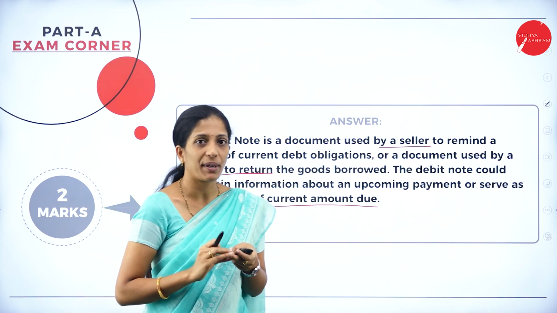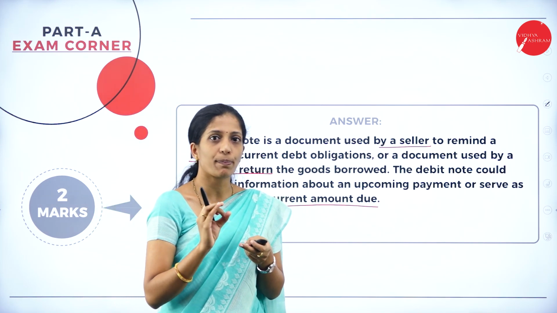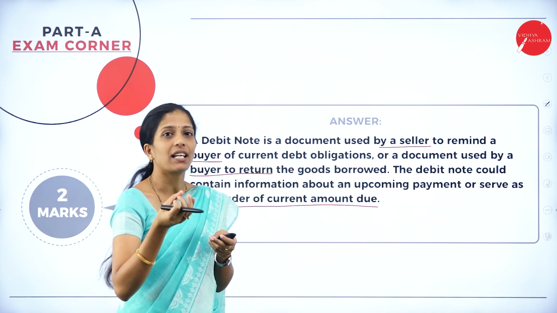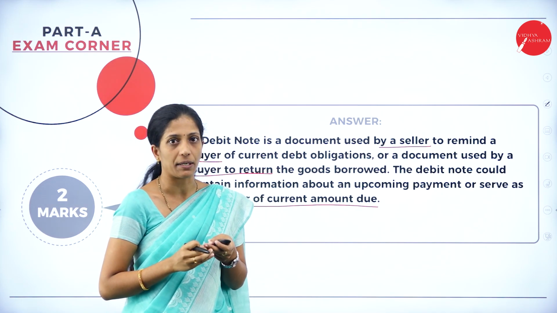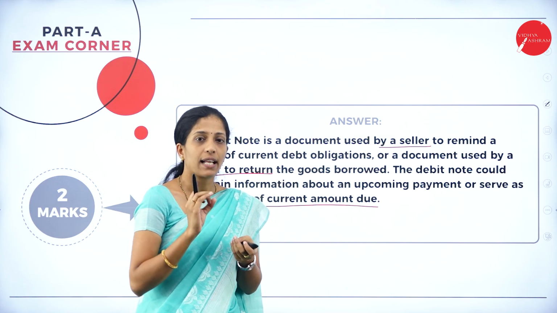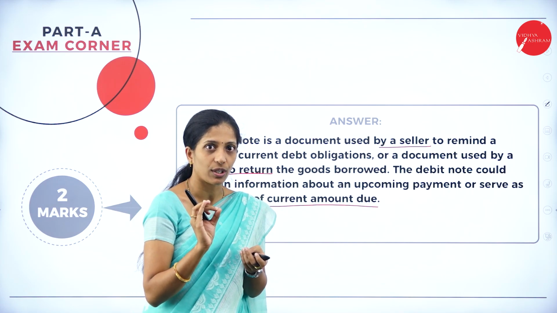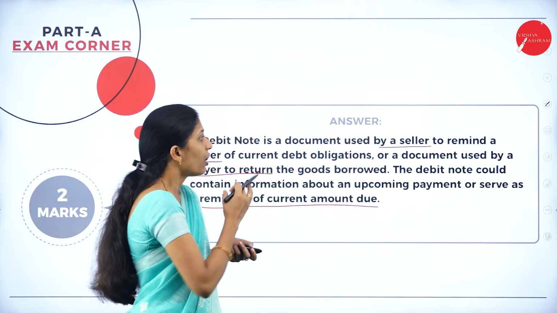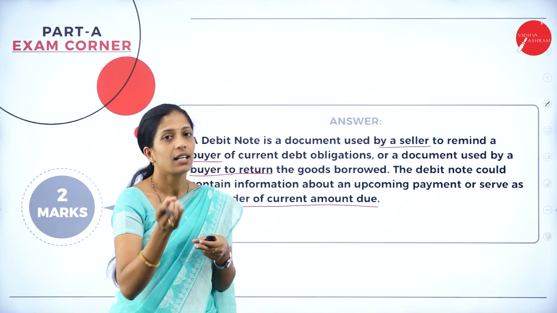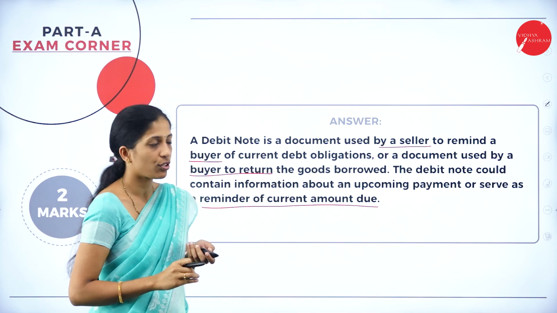So what do you mean by debit note? It is used by the seller to remind the buyer about the current debt obligations. So this is about your debit note. In your syllabus, you will come across this debit note under subsidiary books, or in order to return the goods back, the buyer can use the debit note.